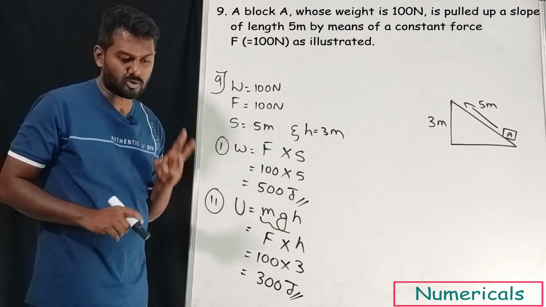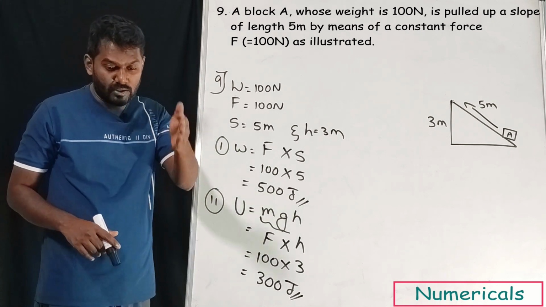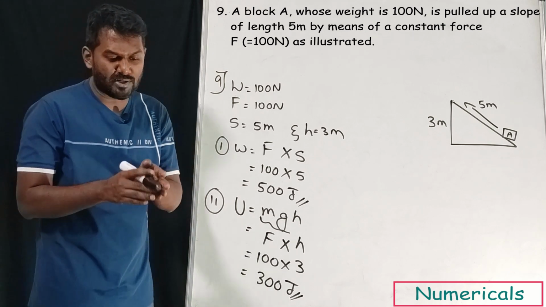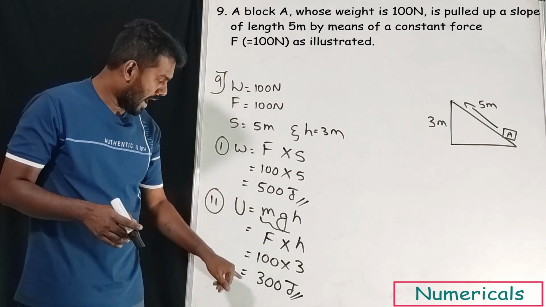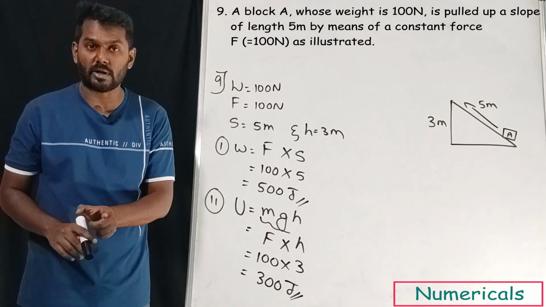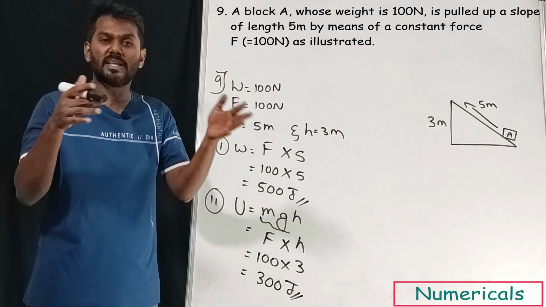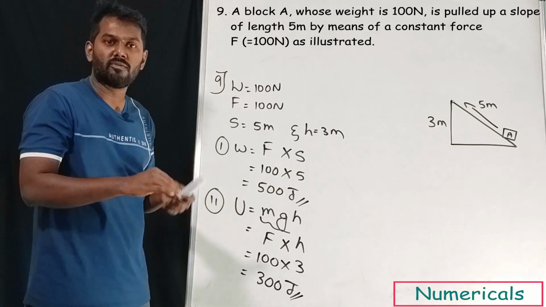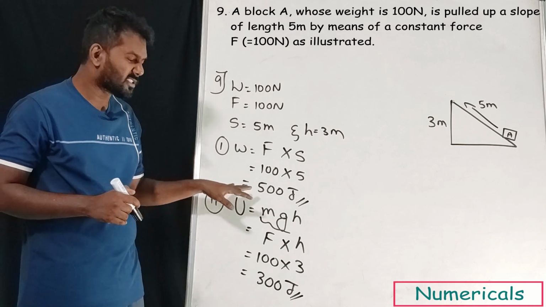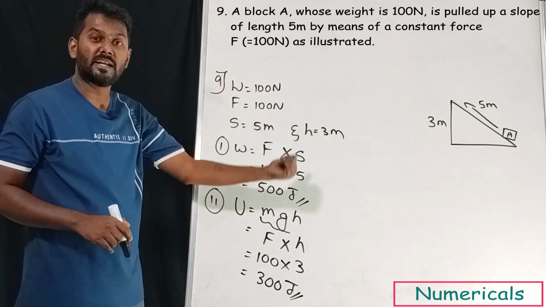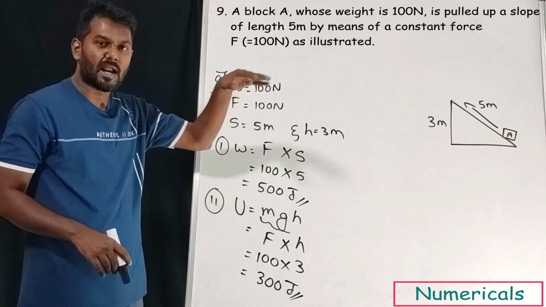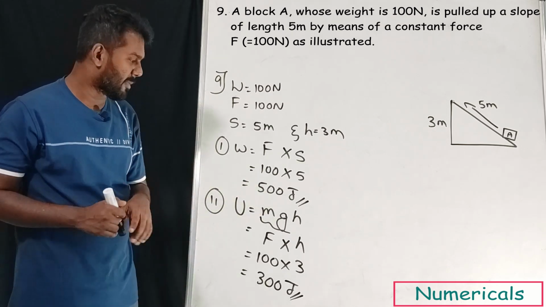Now we'll talk about the third question. Account for the difference in the work done by the force and the increase in potential energy of the block. So what is the difference between work done and the potential energy, and what is the reason for it? They are asking for an account, right? Account is nothing but the reason for this difference. In the previous questions, we used to take work done equal to the potential energy, correct? But in this question, the displacement and height are different, that is why we are getting different answers. If displacement and height are the same, then we will get the same answer.